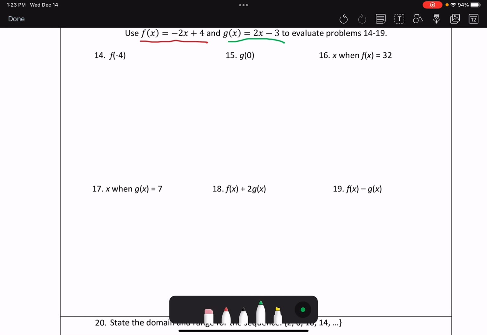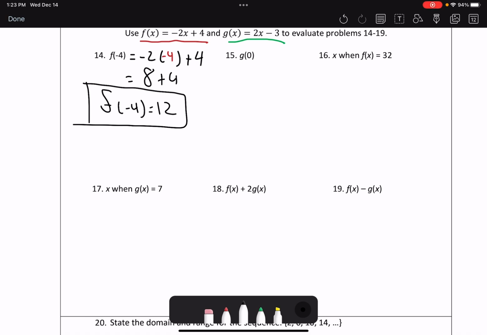So I'm giving you the input of negative 4. So I know that this is going to be equal to negative 2 times the input of negative 4 for my x value plus 4. So negative 2 times negative 4 is 8, leaving us with f of negative 4 is equal to 12.